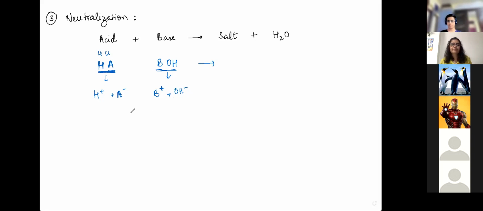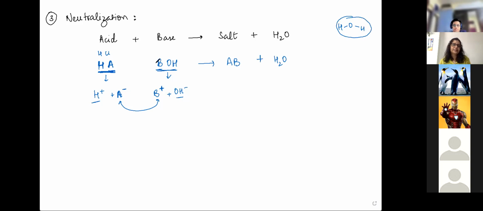Ma'am, can I? And B will get attracted. So A has a minus charge, B has a positive charge, so these two will get attracted. So your salt will be BA, plus HOH. Yes, and the remaining H plus and OH minus will attract, forming HOH. This is basically a water molecule, H2O.